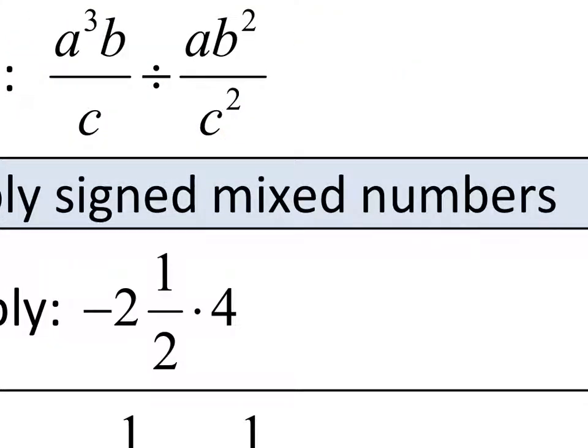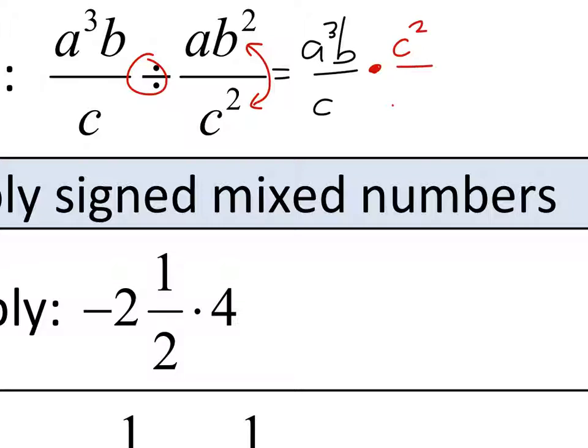So this expression, I'm going to change that. I have my dividend, that's the first number there, the a cubed b over c, that's okay. But we don't usually like to divide fractions, we like to multiply them. But if I change this to multiplication, I got to flip or reciprocate this divisor. So that now becomes c squared over ab squared, like this.